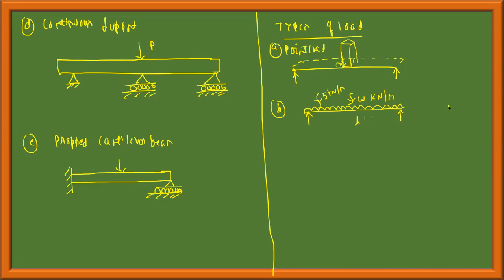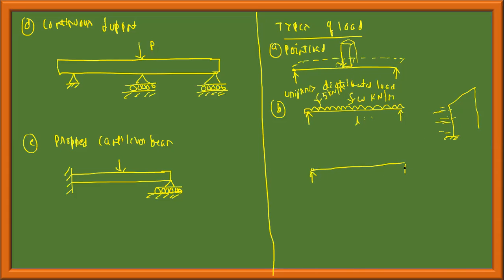For example, if there is an electric pole like this, and the wires run like this, due to wind load or wind gust, the entire length of the electric pole is subjected to uniformly distributed load. This is called uniformly distributed load.